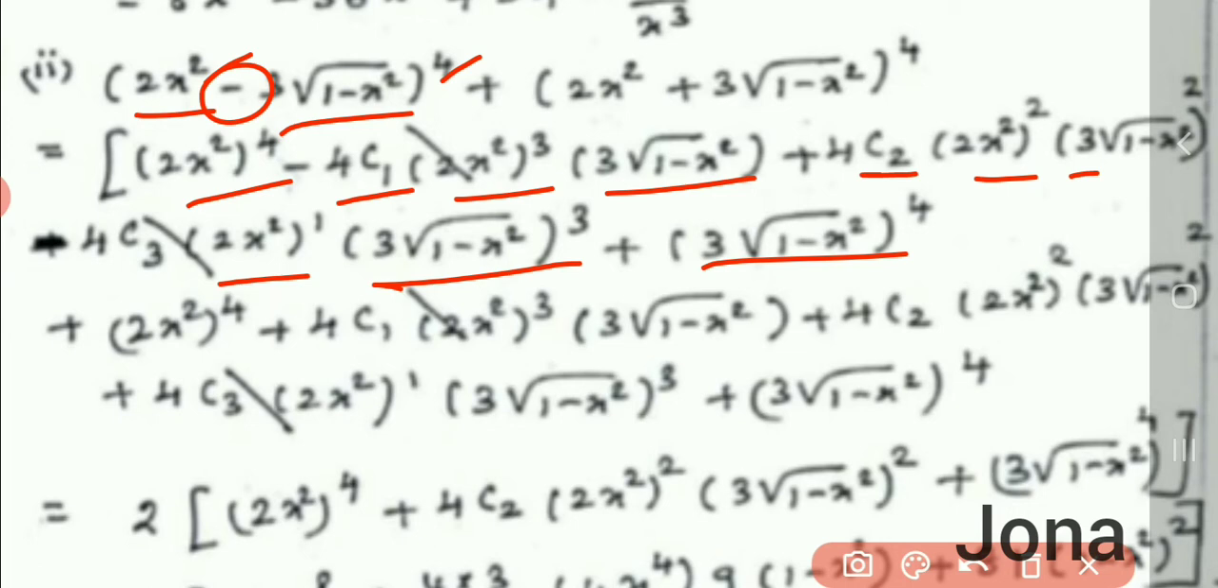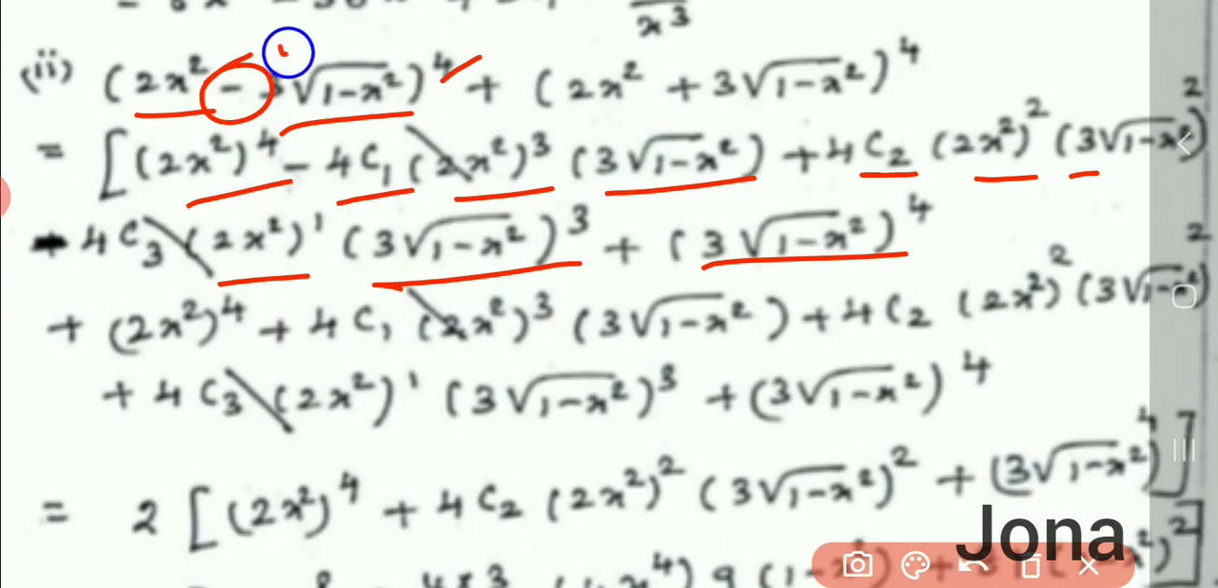Here, first I can simplify this thing, so that we have (2x²)⁴ plus 4C1 into (2x²)³. I just write everything there, and then we want to cancel. What are the things we have to cancel there?